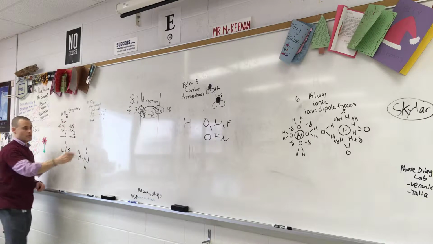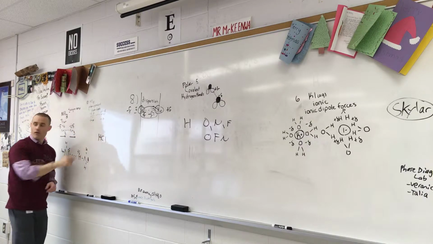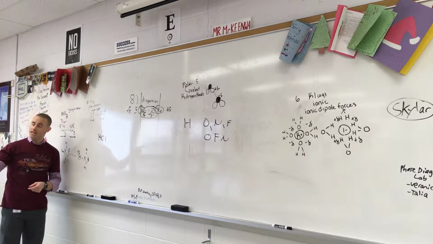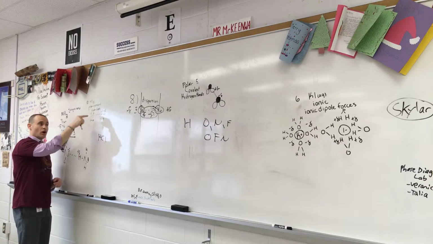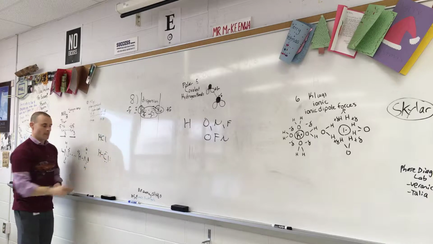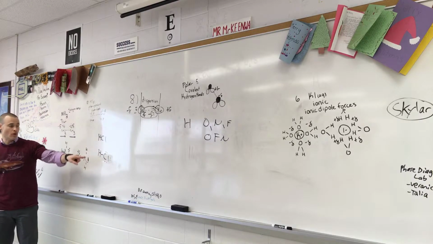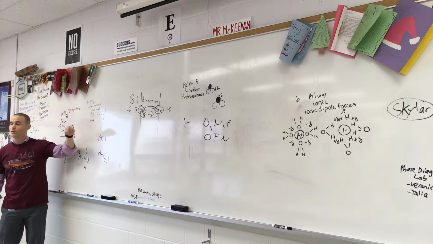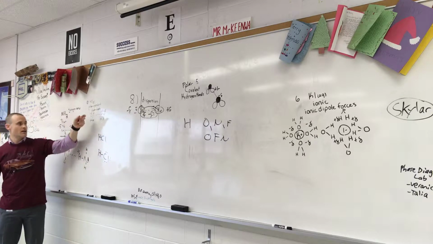The dashes are bonds. So HCl, that's the formula for hydrochloric acid. If I said draw the dot structure of hydrochloric acid, it would look kind of like this: H with the dots around Cl. So we only show dashes when we draw the dot structure.